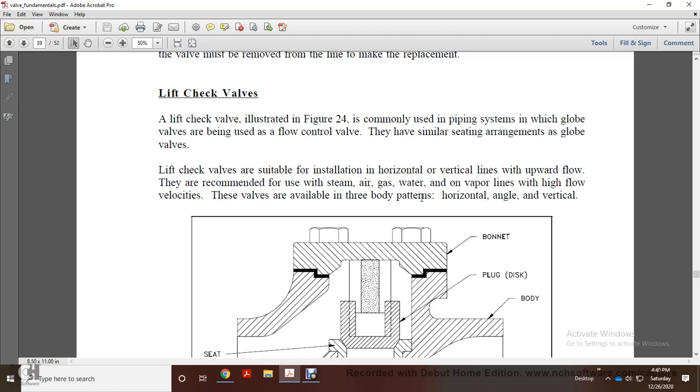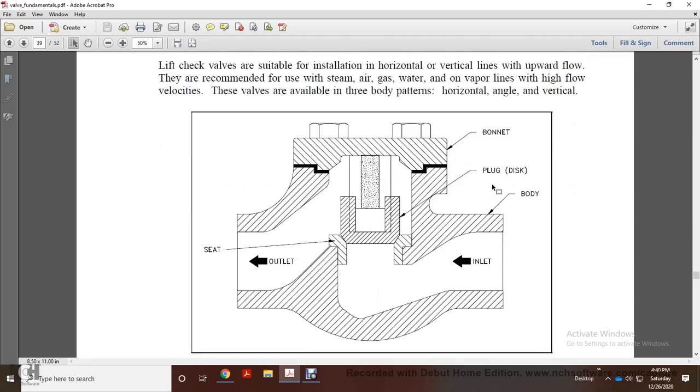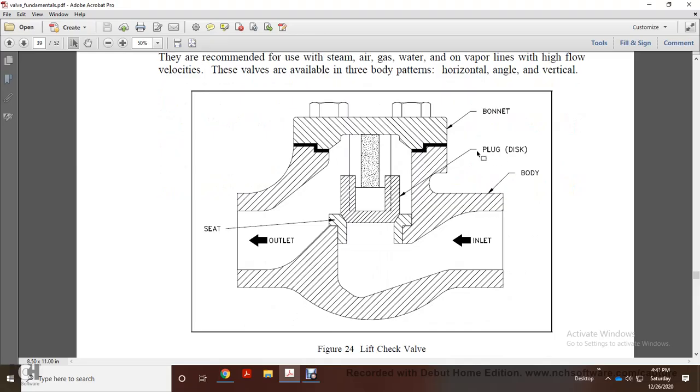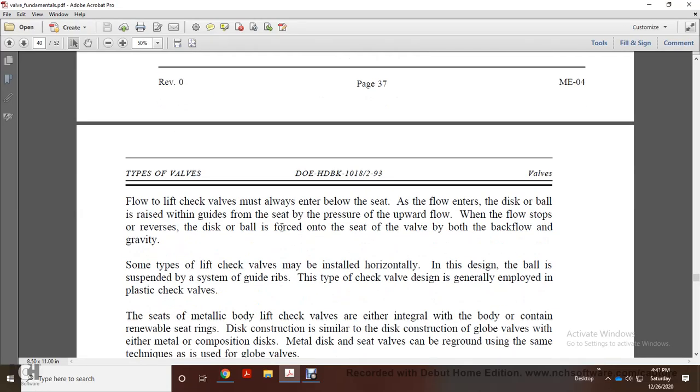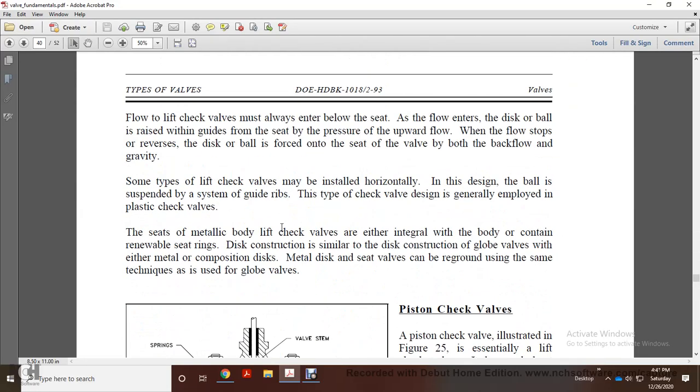These valves are available in three body patterns: horizontal, angle, and vertical. This shows your inlet, the body, plug, disc, bonnet, seat, and outlet. Flow to the lift check valve must always enter from below the seat. The flow entering raises the disc or ball with the guide of the seat. When the flow stops or reverses, the disc or the ball is forced onto the seat in the valve body by the back flow and gravity.